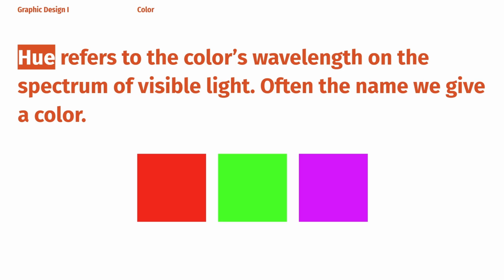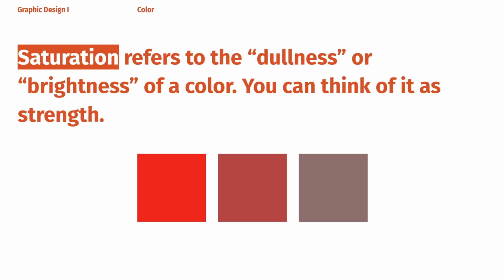They also have other properties such as saturation, which is the dullness or brightness of a color. You can think about this as the strength. So these are all the same hue of red, but they've been desaturated going from left to right. So you see it moves closer to almost a gray value as it loses the saturation.